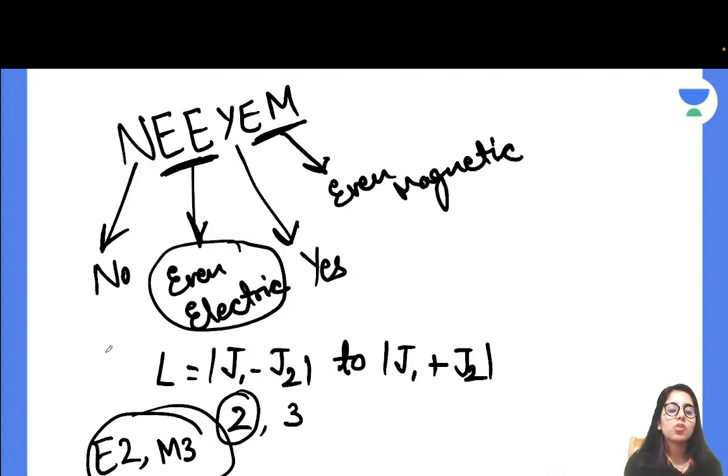So in this situation, to find whether 1, 2, 3 or just 2 and 3 you will have, you are going to find the L values, and then depending on the parity change part, you will get to know whether you have to consider even electric or even magnetic, right? So that's how you're going to answer any such type of question, guys.